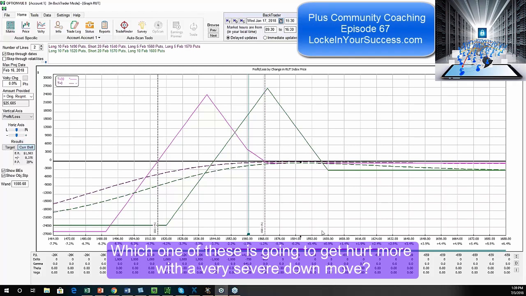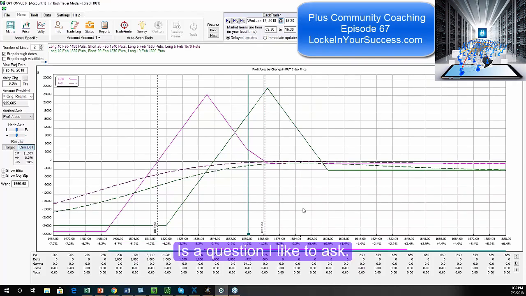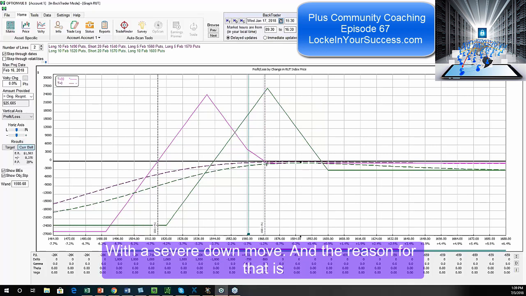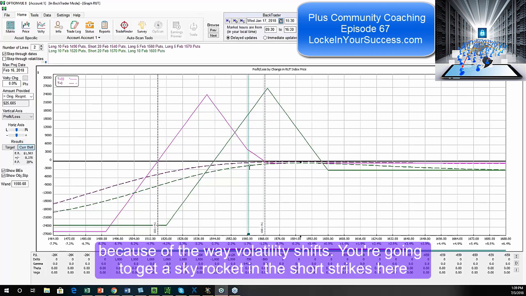Which one of these is going to get hurt more with a very severe down move? Is a question I like to ask. The one that's closer to my advantage, if I'm at the money, it'll get hurt less with a severe down move. And the reason for that is because of the way volatility shifts.